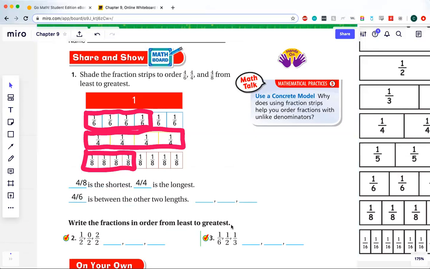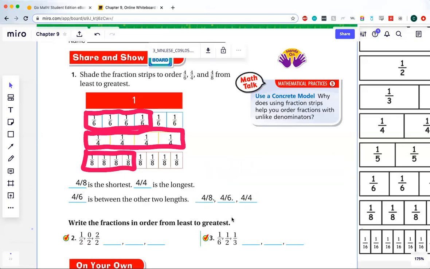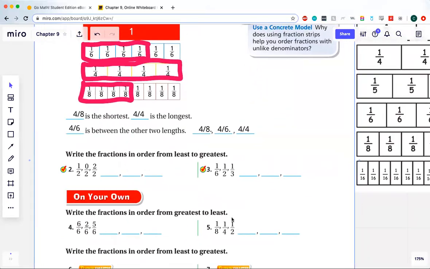Okay, so if we were to write these out all in a line from least to greatest, then we would go 4/8, 4/6, because that one's our between, and 4/4. Okay, and those are our fractions written from least to greatest, right? So let's go ahead and look at these ones.